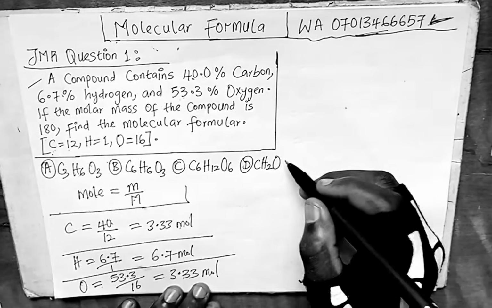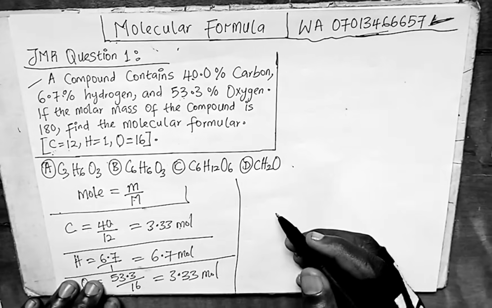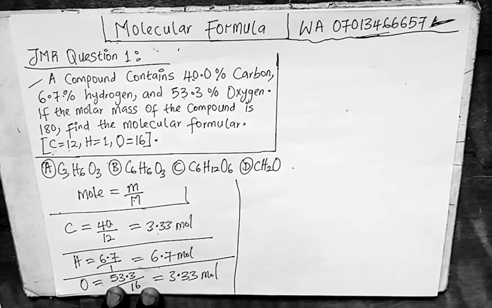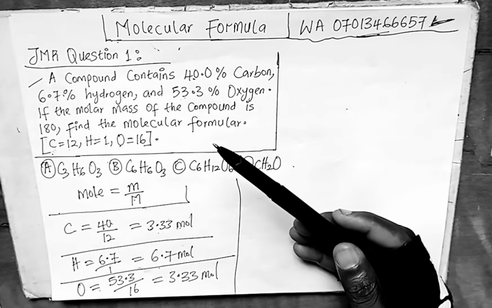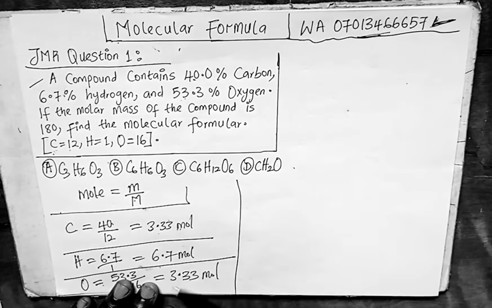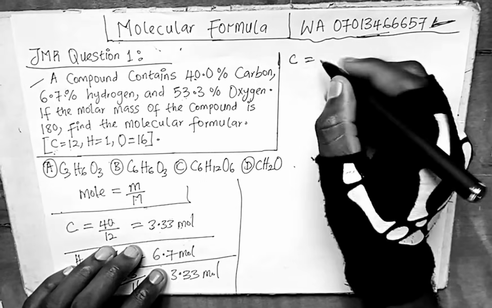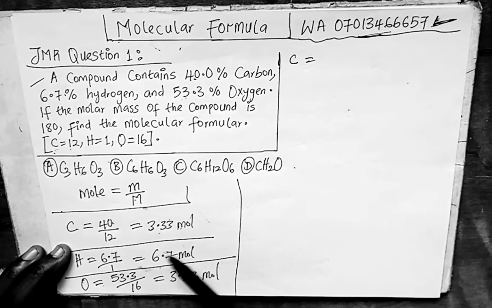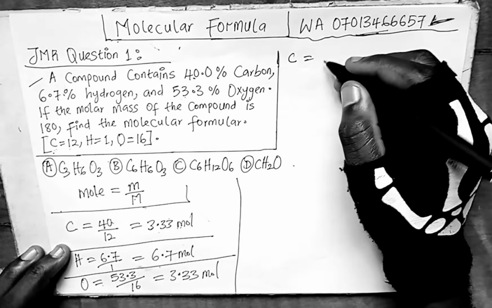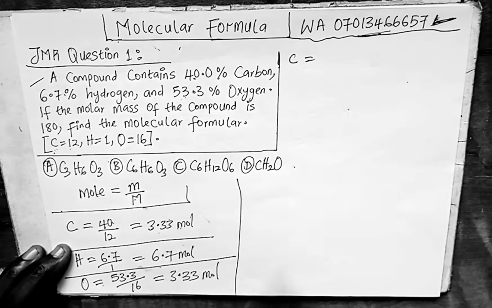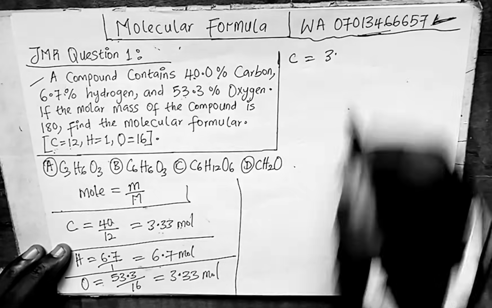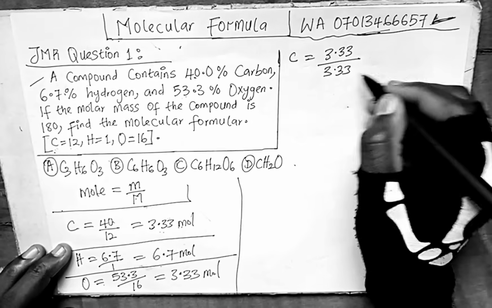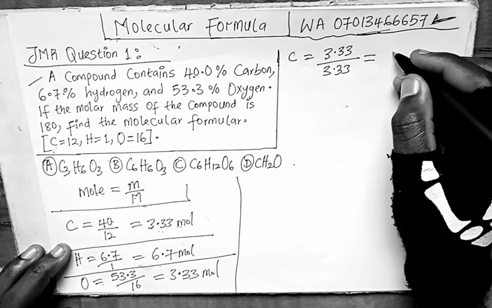All right. So we are almost there. The next thing to do now is you divide all of them by the smallest. All the moles here, you divide by the smallest to get the ratio. For the first one, C is equal to, what is the smallest mole here? The smallest mole here is 3.33. That's the smallest number here. So we are going to divide everything by this smallest number. So 3.33 over 3.33 will give us 1.